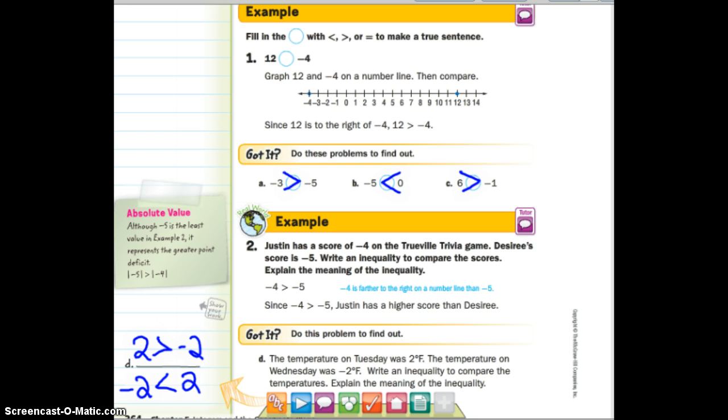If I flip the sign and the numbers, I have the same inequality. They're both correct. -2 is less than 2. Please flip the page.